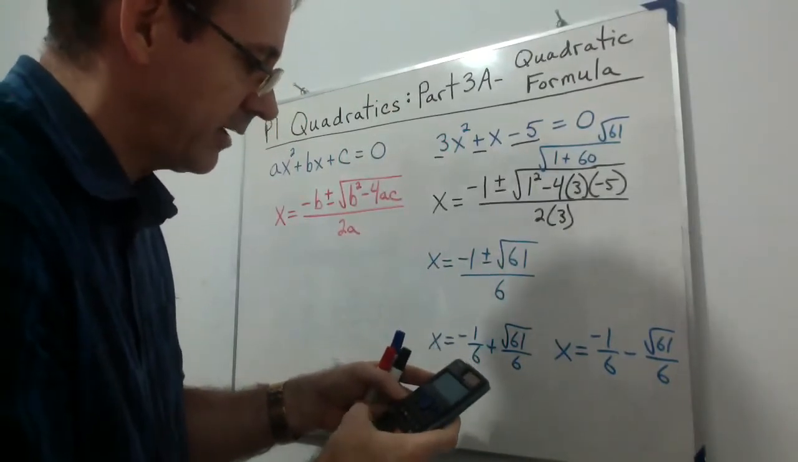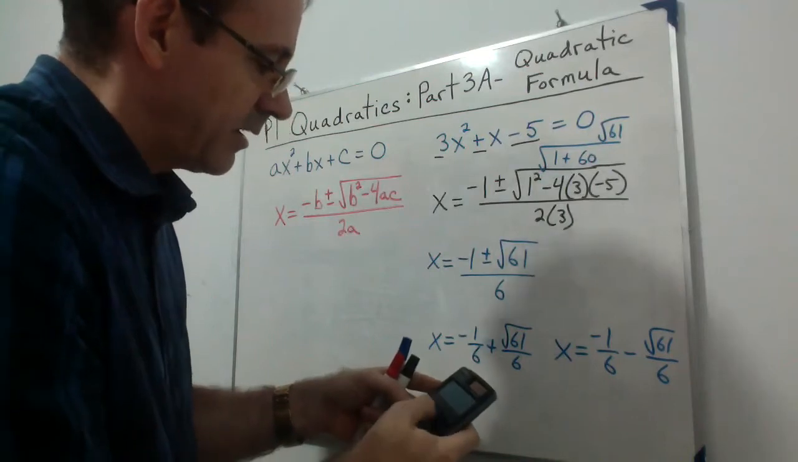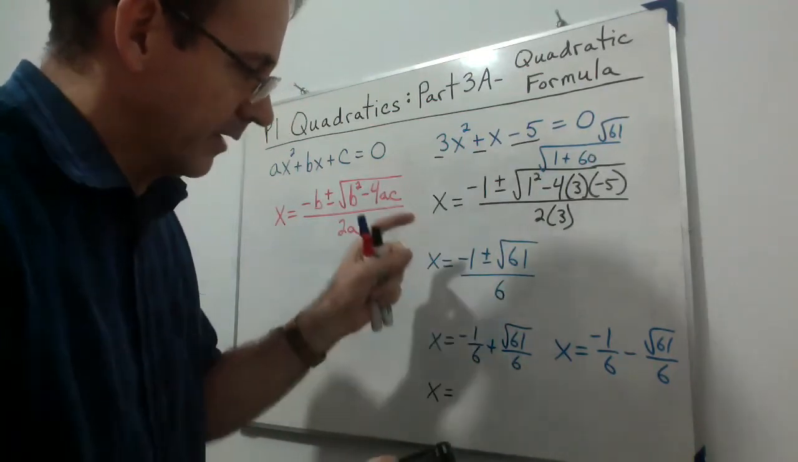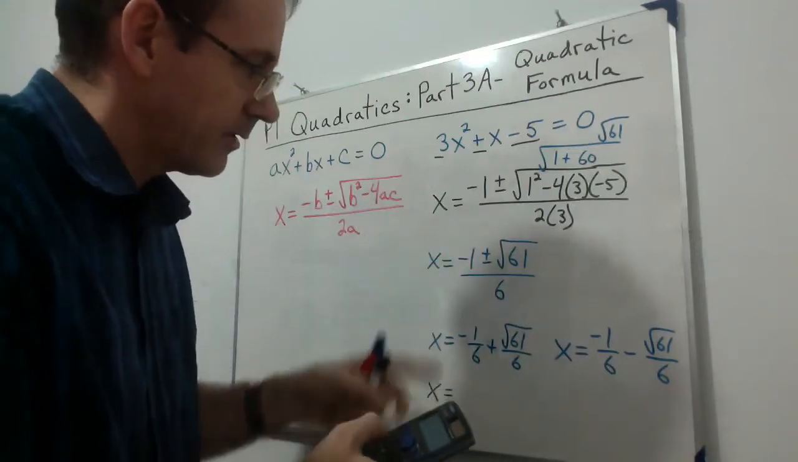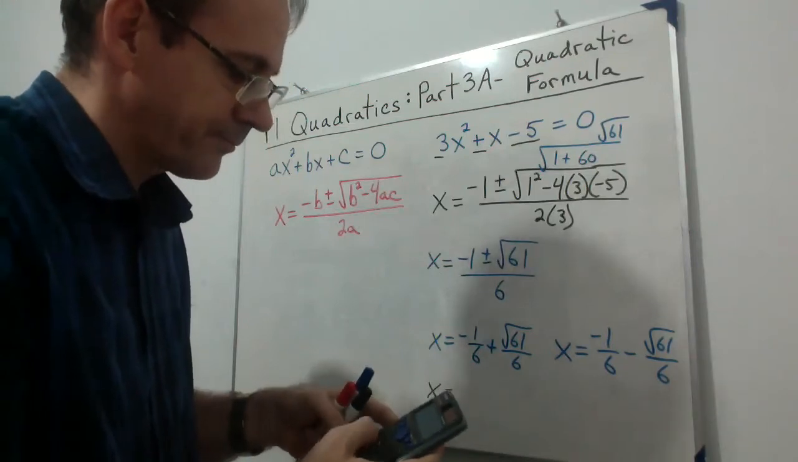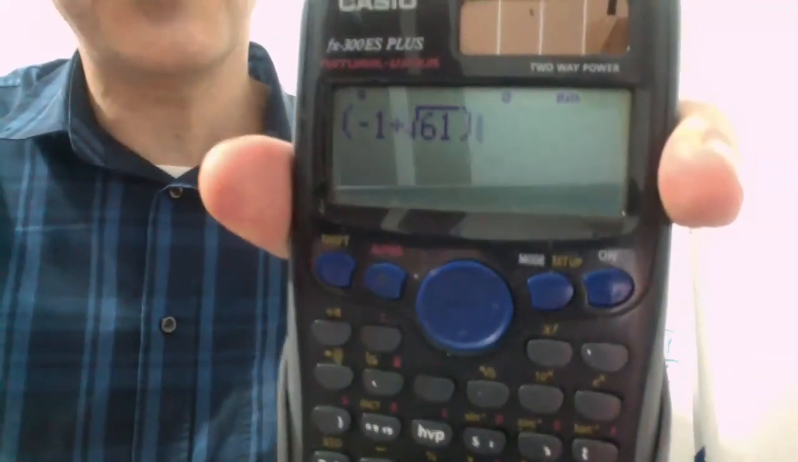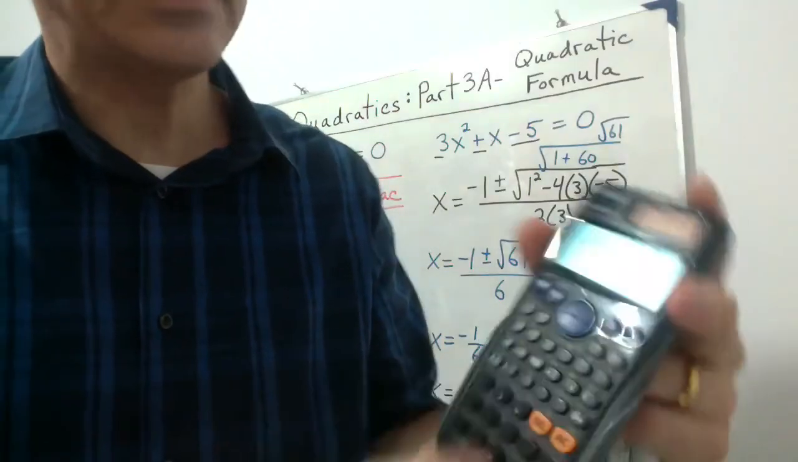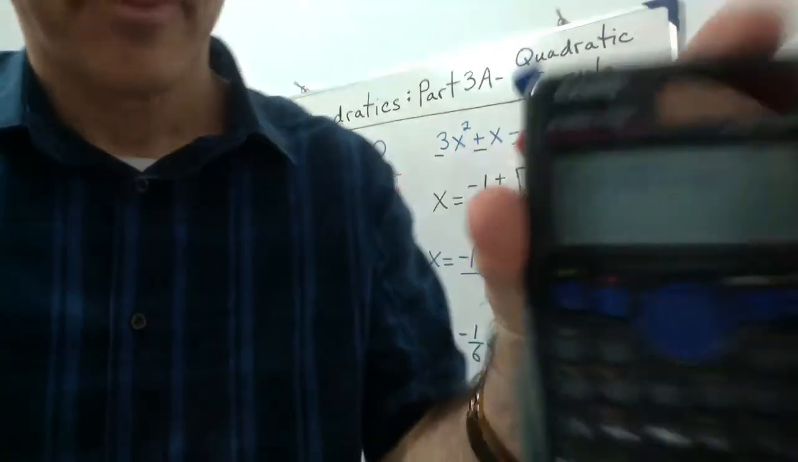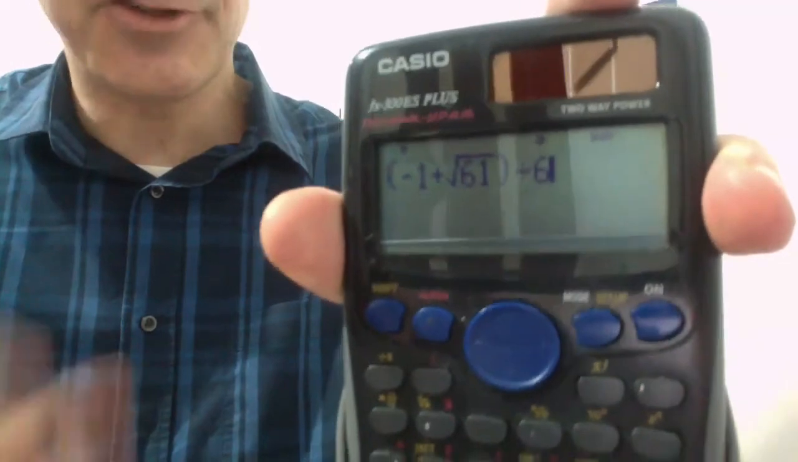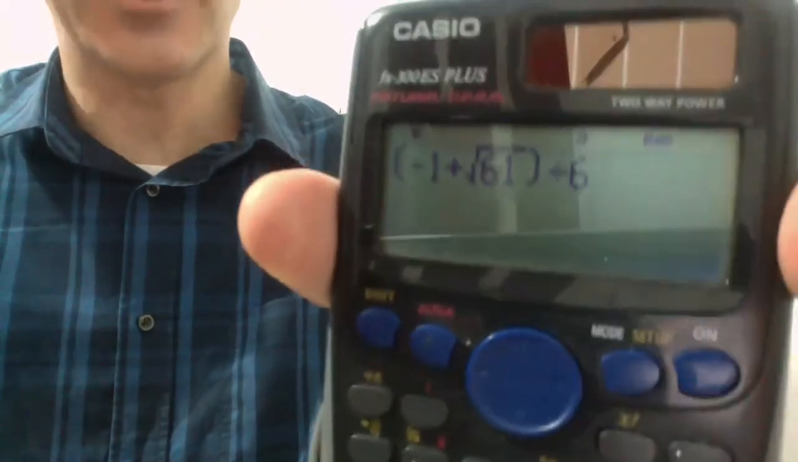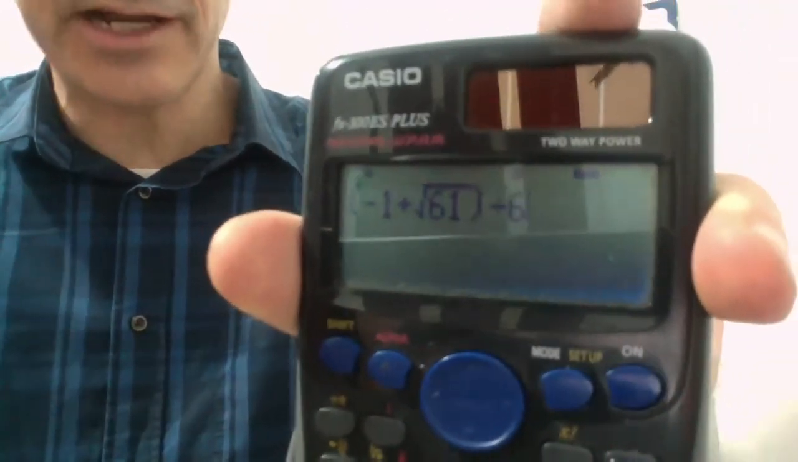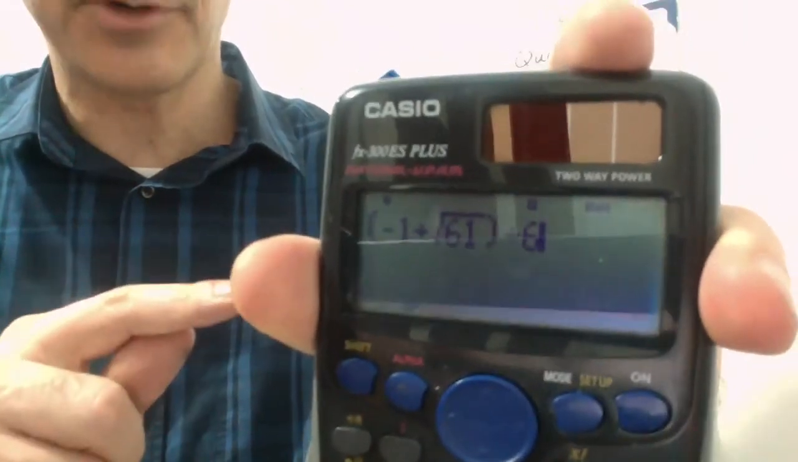Remember, and I'll show you here again what I mean by the calculator, that you need to put the numerator, especially if you're using this form, put the numerator in parentheses. So if you look here, I put it all in parentheses. That way, when I hit the divide by 6, the 6 is being divided to the whole numerator, not just to the root 61. So it's very important if you're using your calculator for the quadratic formula that you put the numerator in parentheses.